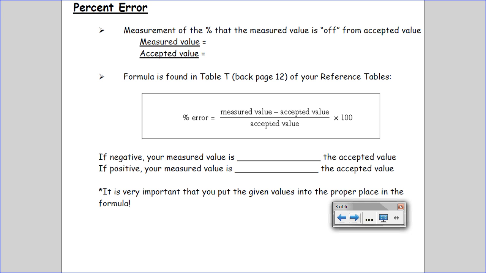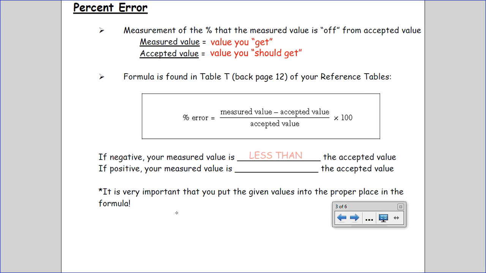Okay? So, percent error. Basically, it's the measurement of the percent that a value is off from an accepted value. Measured value is what you got in the lab. You measure the density of gold to be X. The accepted value is what you should have gotten. So like what the textbook says the density of gold would be, which is Y. So you got X, you should have gotten Y. How far away were you from the accepted value? Here's the formula that you're going to find on page 12 of your reference table. When we get those printed, it's the last page of your reference, and there it is. Plug in and chug in.